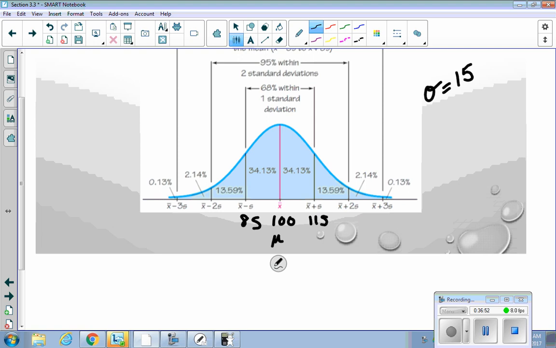Well, if I go another standard deviation, so now it's going to be 130 because I've added 15 twice. I'm going to subtract 15 twice and get 70. 95% of the population has an IQ between 70 and 130.